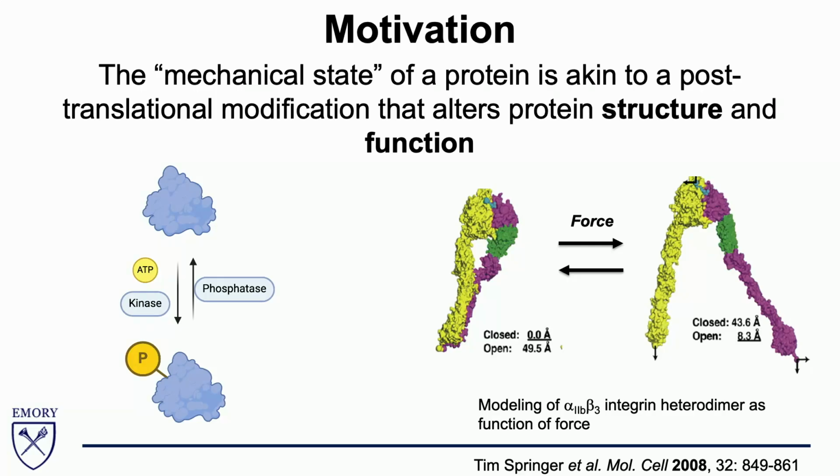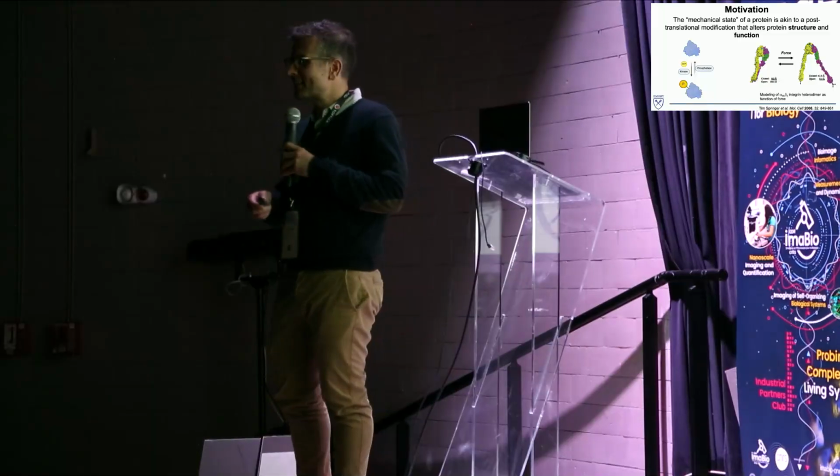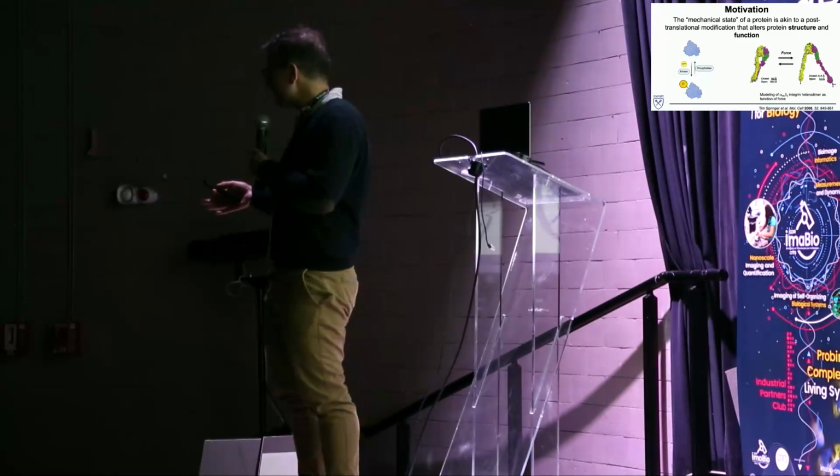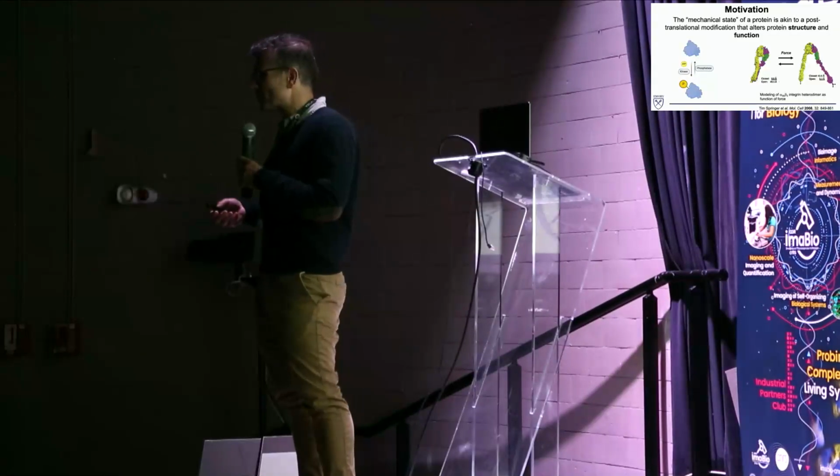In contrast, if you want to measure a conformational change like the one shown on the right for this alpha-2b beta-3 integrin receptor on the surface of platelets, you want to quantify that mechanically driven conformational change, you're really out of luck. There's not many tools out there. And so that just underscores the need for the tools.